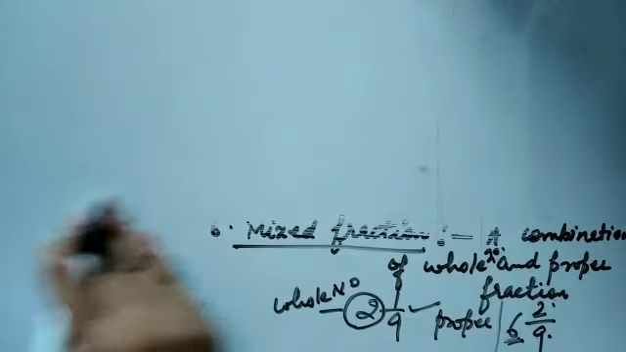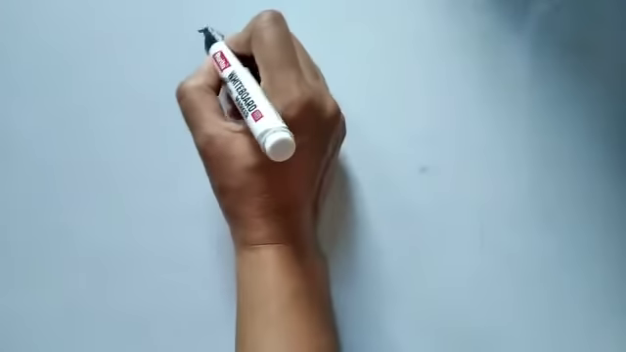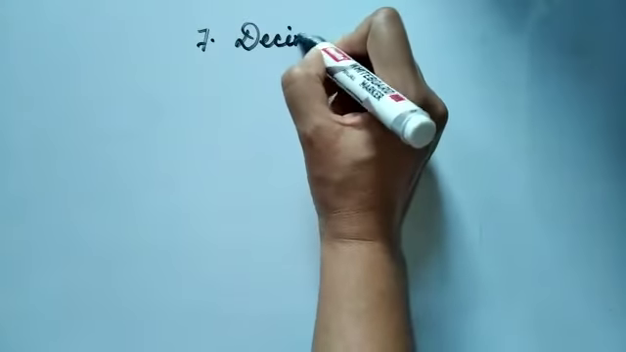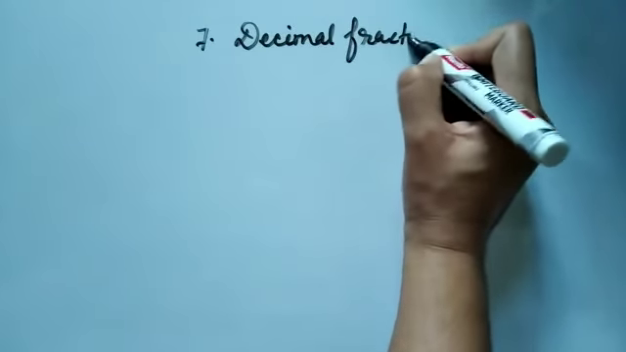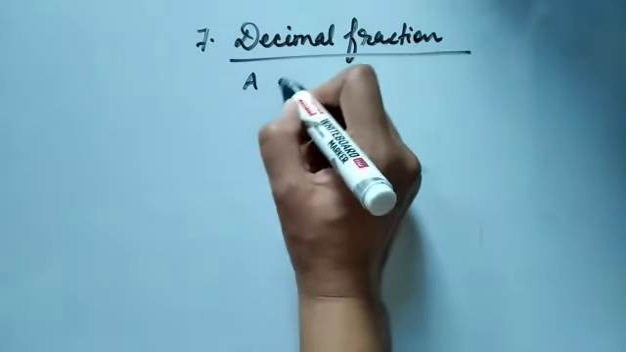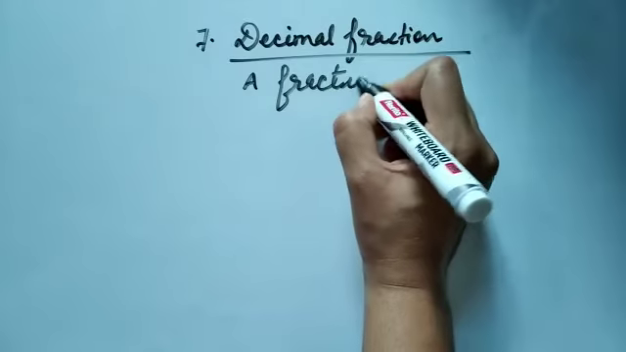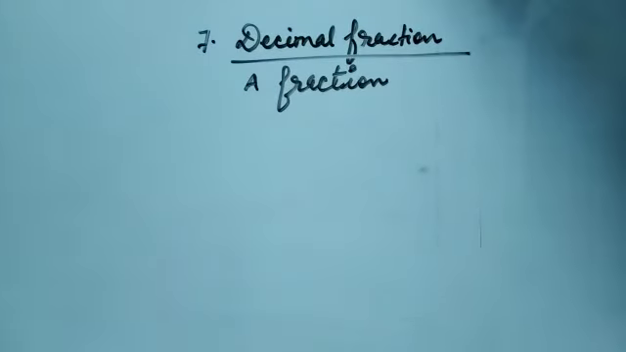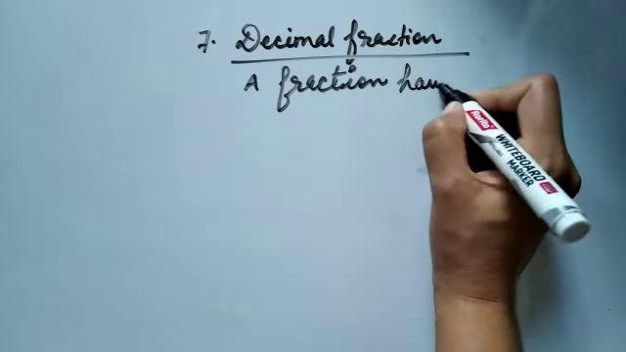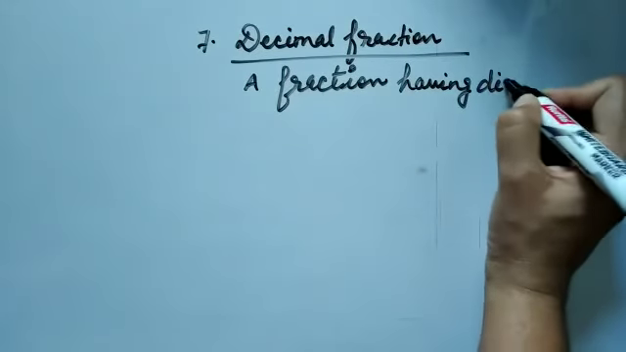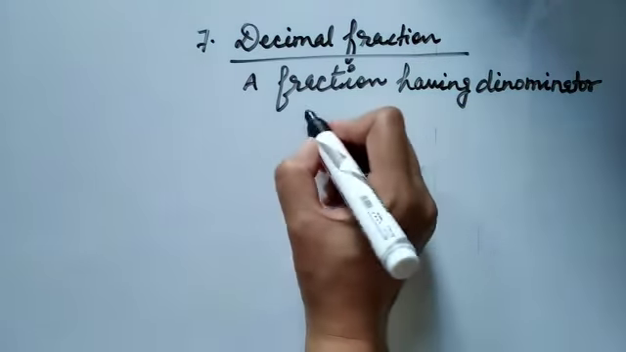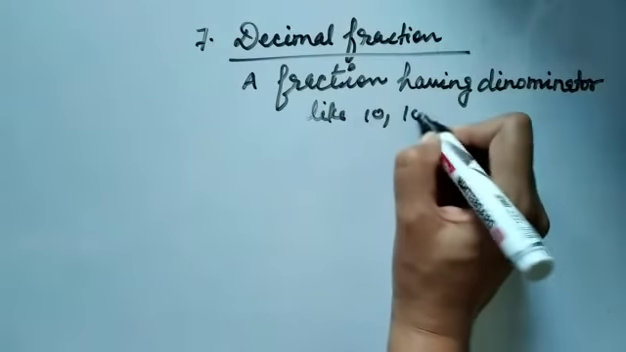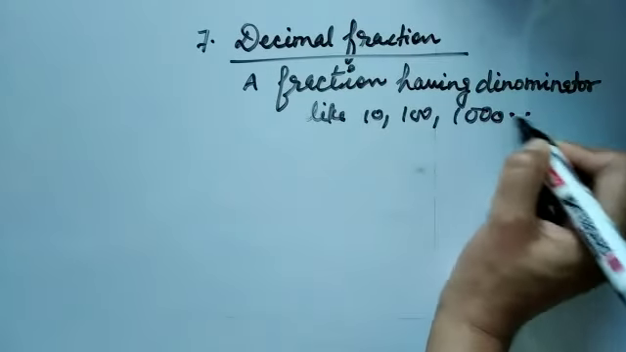Now the seventh is decimal fraction. A fraction having denominator like 10, 100, 1000 and so on.